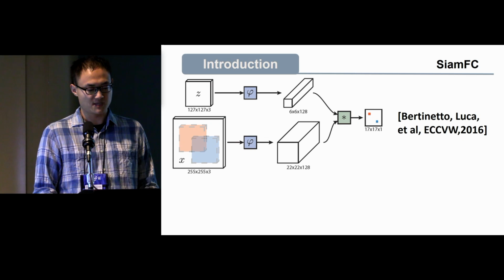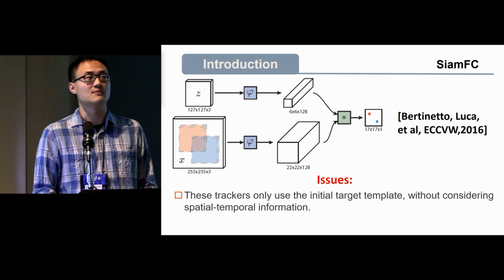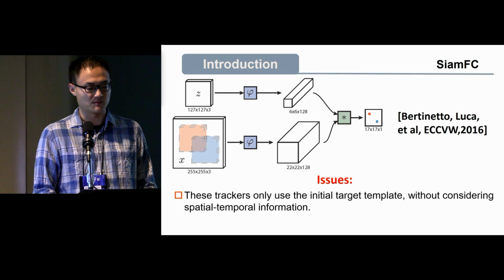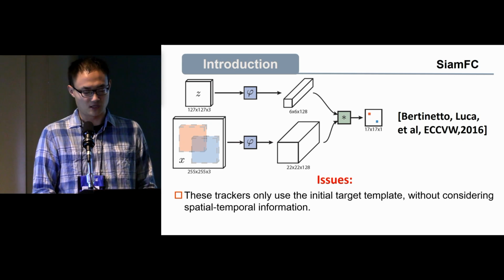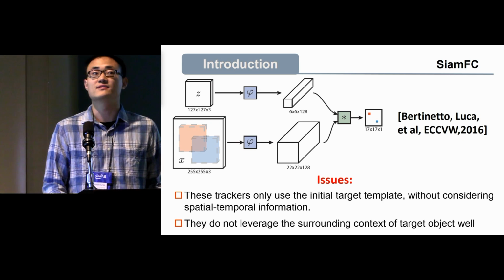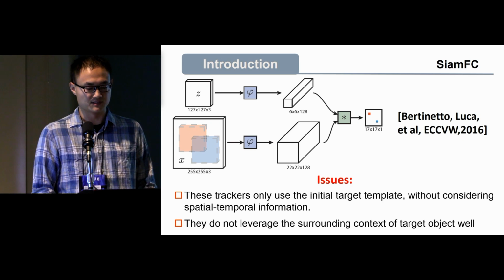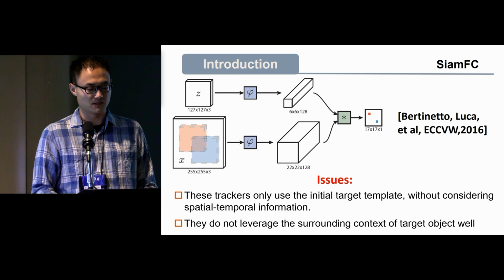However, most Siamese-based trackers have two major issues. First, many of these trackers only use the initial target template from the first frame to match candidate patches without considering the spatial-temporal information. Second, these trackers do not leverage the surrounding context of the target object for the adaptation of target appearance modeling. This is not a good choice.